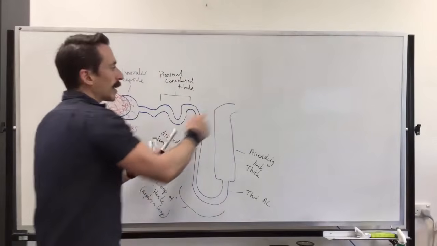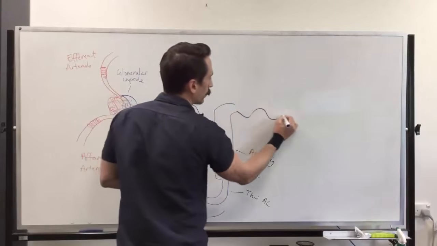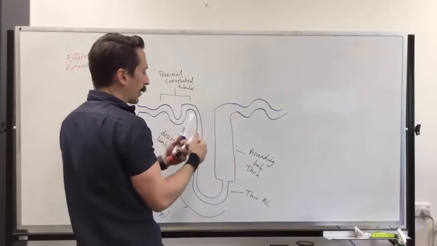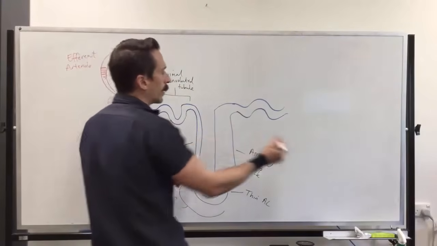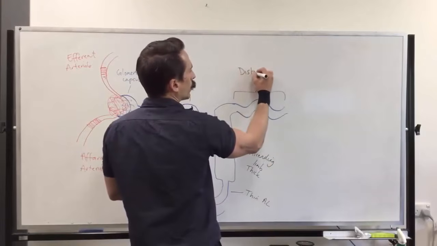All right, now we start to move on to the distal convoluted tubule. Again, distal because it's far away, convoluted because it's wrapping itself around, it snakes its way around, and tubule because it is a small tube. It's the distal convoluted tubule.